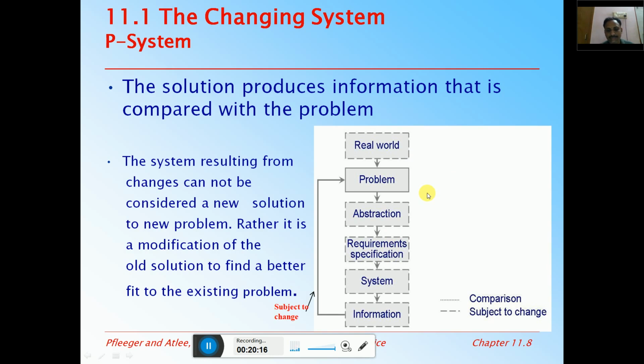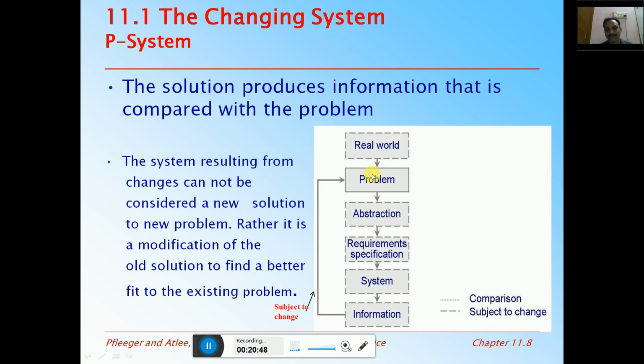So in this case, whatever problem was given, based on our understanding, we are going to define some abstraction. We are not completely defining the full solution here. Okay, so some part of the solution you are defining for the given problem, and for that abstraction you are specifying the requirements. According to the requirements you have specified, you are implementing the system, and the resulting solution you are comparing with the problem. Okay, so this is the comparing line.